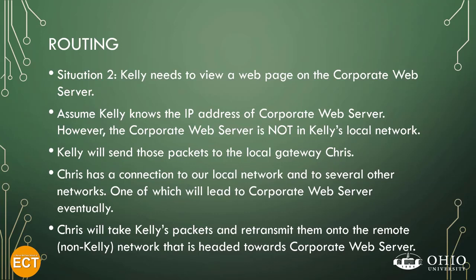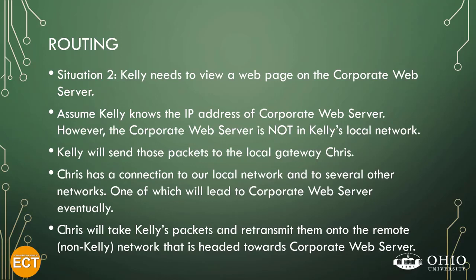The corporate web server in this case is not on Kelly's local network. Kelly knows from the programming we did earlier about the local or default gateway that if I want out of this network, I gotta send my packets to Chris, because Chris is my gateway out of here. Kind of like the bouncer at the door at the bar, Chris is the person passing messages back and forth from the local network to anything outside the local network. Chris has a local connection to our network and to several other networks, one of which will lead to the corporate web server eventually. Chris will take those packets and retransmit them on the remote non-Kelly network that's headed towards the corporate web server.